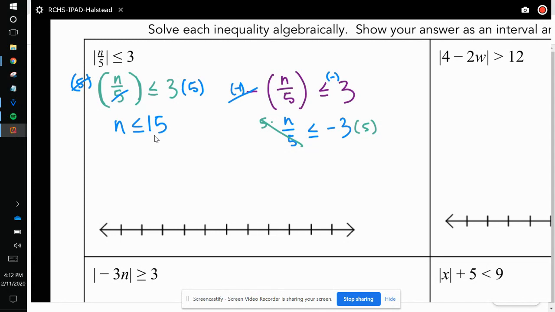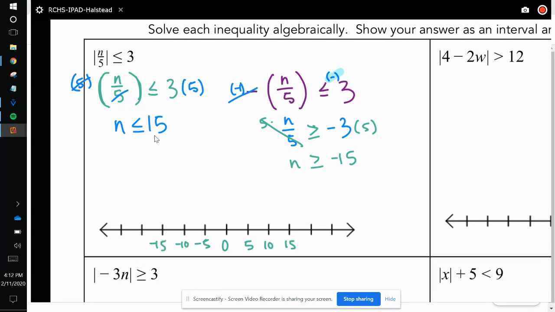If you multiply by a negative here, what do you do to the sign? The sign is going to flip. So instead of becoming a less than, it's a greater than. So I get n is greater than or equal to negative 15. On my number line, I'm going to put a 0. I'm going to count up by 5. So 5, 10, 15, negative 5, negative 10, negative 15.